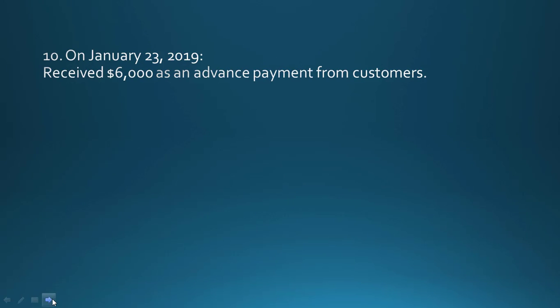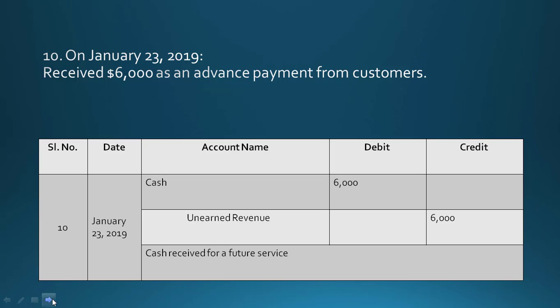On January 23rd, 2019, you have received $6,000 as an advance payment from customers. So read it very carefully that you have received cash, but you haven't provided the service. So as you receive cash, just put cash debit by $6,000. Now what should be credited? You haven't provided the service. So unearned revenue. This is a new account.